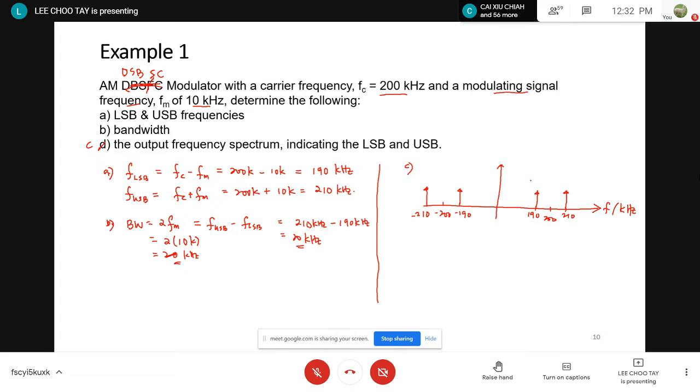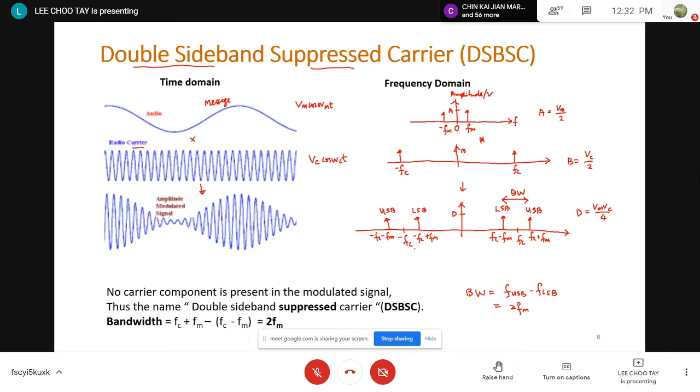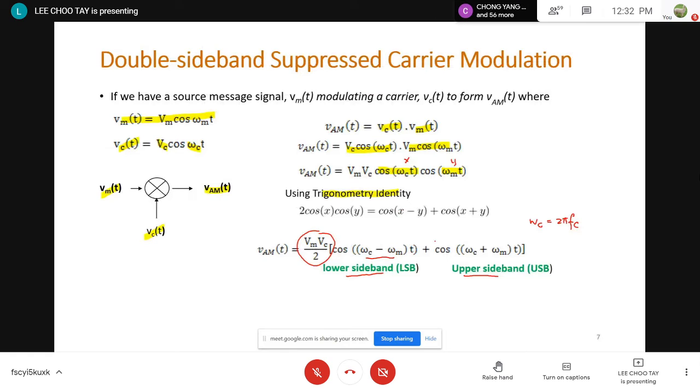Again, the lower frequency one is the lower sideband. The higher frequency one is the upper sideband. This is the upper sideband, and this is amplitude. All these 4 sidebands have equal amplitude. Again, we are getting this from the equation previously: our lower sideband and upper sideband have the same amplitude of BMBC over 2.